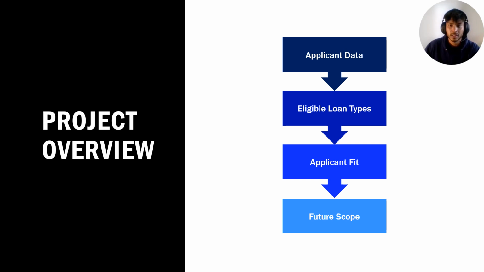Coming to eligible loan types, in this project, we are particularly focusing on four loan types, namely 7A, 7A Express loan, 504, and 8A loan. And finally, coming to applicant fit, we're going to evaluate that using a single multi-class multi-label model. And in the future scope, we aim at developing and enhancing the machine learning models by integration of additional financial parameters.